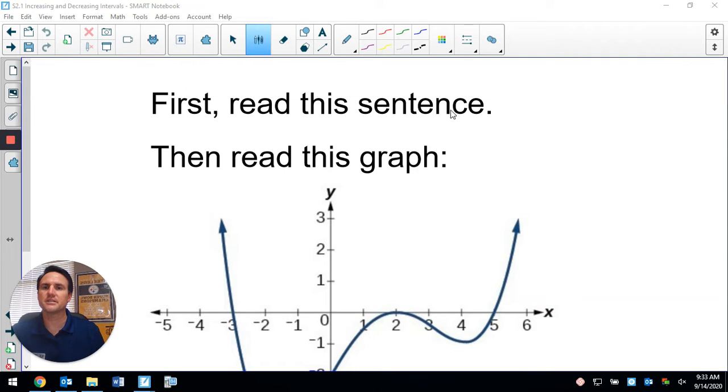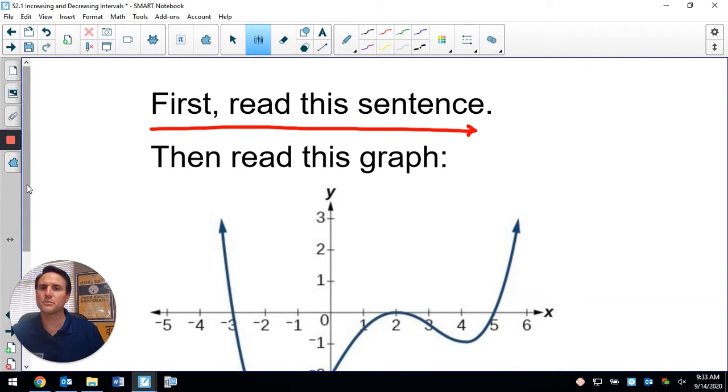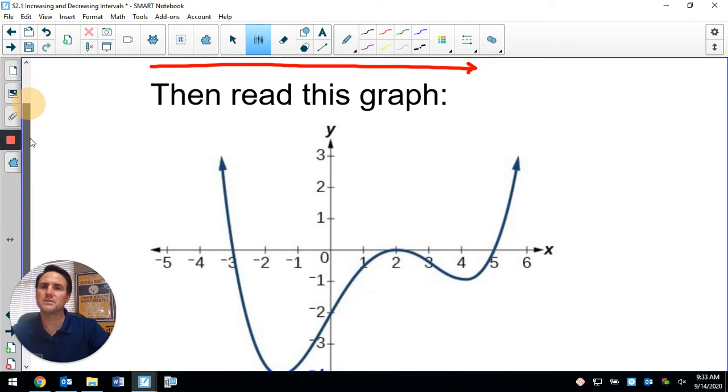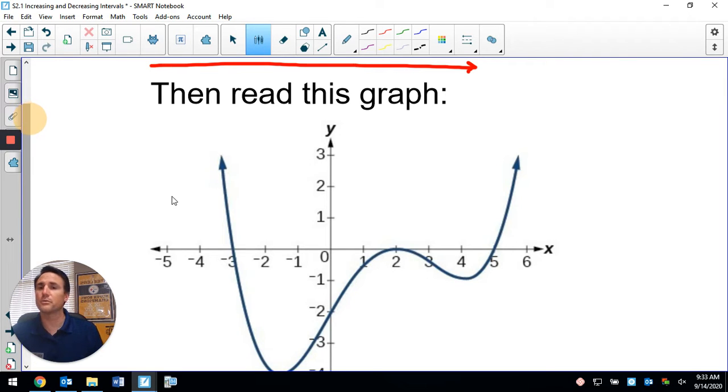First read this sentence and then read this graph. The reason I put this on here is to get you to realize that when we read, whether it's sentences or graphs, we always read from the left side to the right side. And you read the graph the same way. And that's important now because we are going to be talking about intervals of increasing or decreasing on graphs. So it's important that we know we are reading from the left side to the right side.